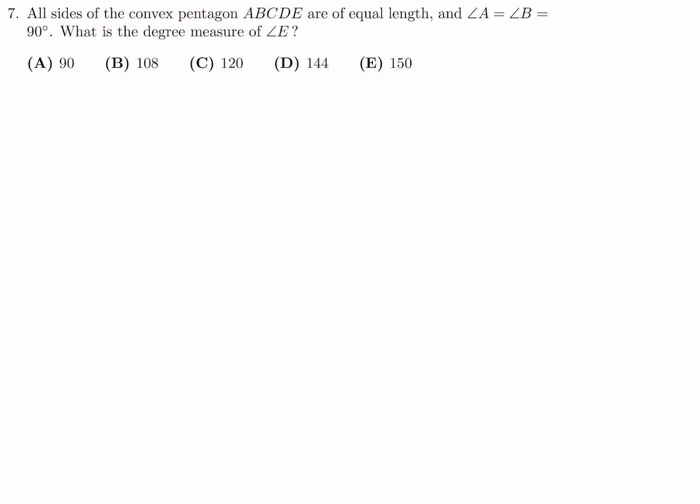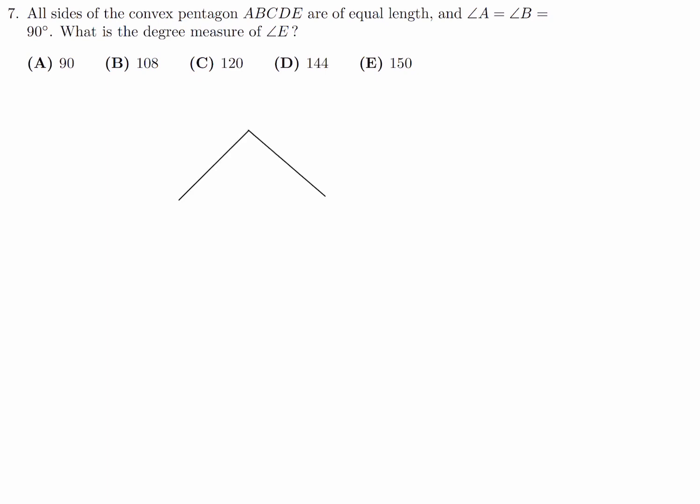All sides of the convex pentagon ABCDE are of equal length. Angles A and B are 90 degrees. What is the degree measure of angle E? Convex pentagon, where all the sides are the same.